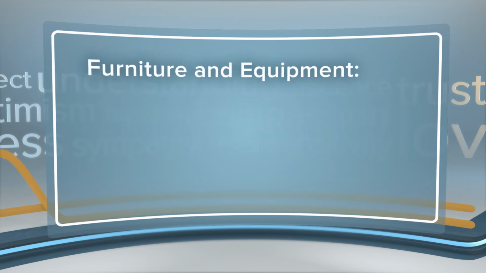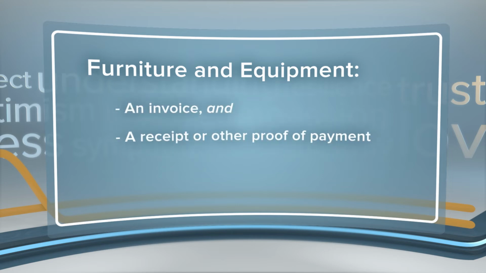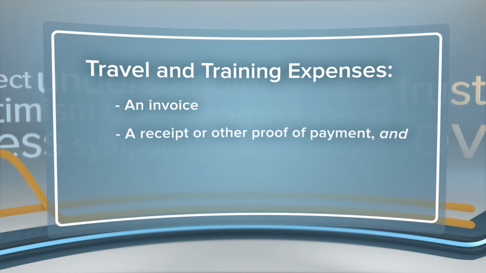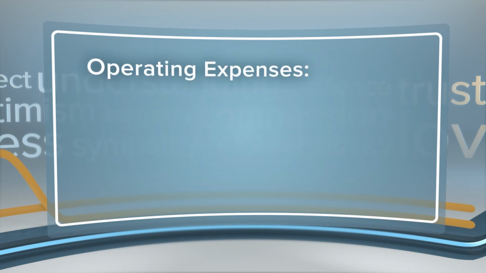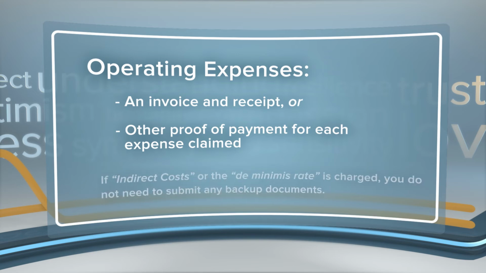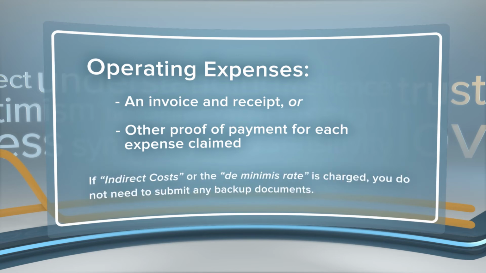If you have claimed expenses in furniture and equipment, you will need to submit an invoice and a receipt or other proof of payment. Required documentation for travel and training expenses can be an invoice, a receipt, or other proof of payment, and a travel log typically used for mileage if it applies to your expenses. If you have expenses in the operating expenses category, you will need to submit the invoice and receipt or other proof of payment for each expense claimed. Remember, if indirect costs or the de minimis rate is charged, you do not need to submit any backup documents.